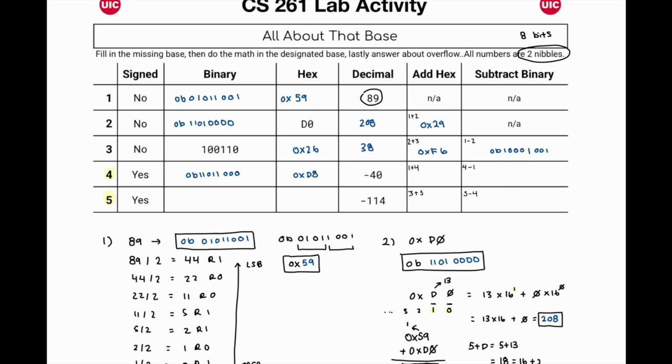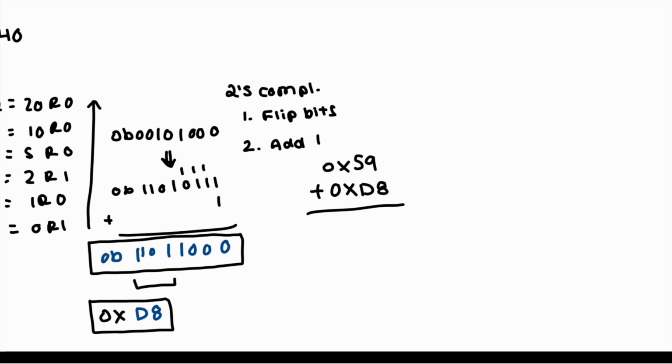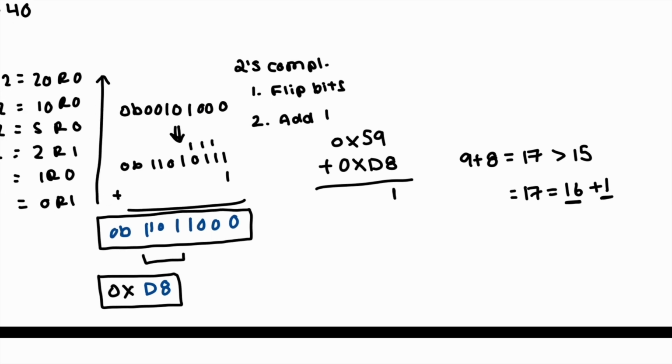Okay, let's add the hex values now. This time we're doing rows 1 plus 4 plus 8 equal to 17. This is greater than 15, so this means we have to do some carry. 17 is equal to 16, the amount we'll be carrying over, plus 1, and this is our remainder. So that remainder goes down here. We'll carry the 1 up there.